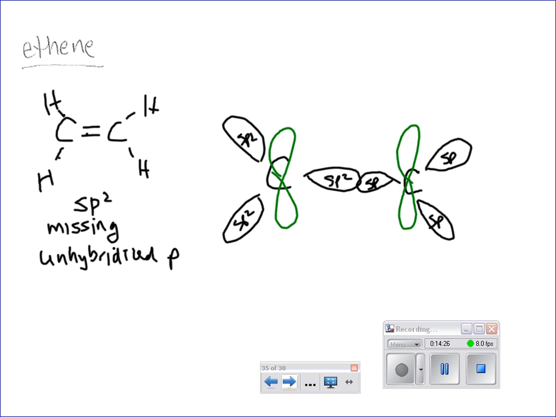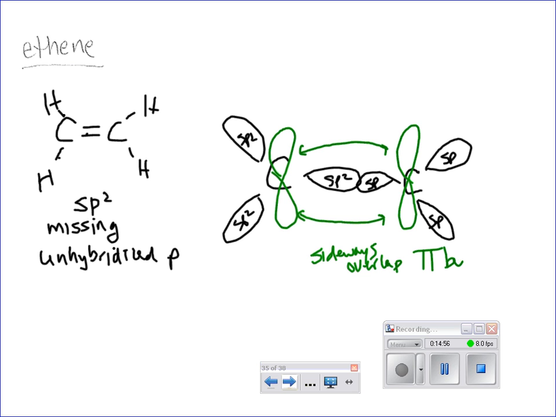So what happens? The lobes kind of reach sideways, making a ring. So imagine a synchronized swimmer. I'm going to do a little gesture here for those of you at home, going like this. That's what is going on there. So the sideways overlap here is called a pi bond.